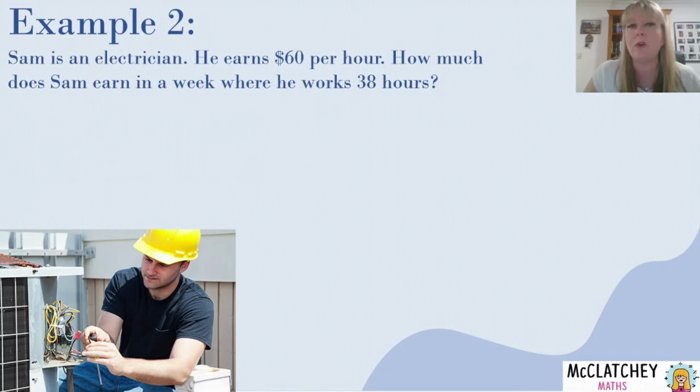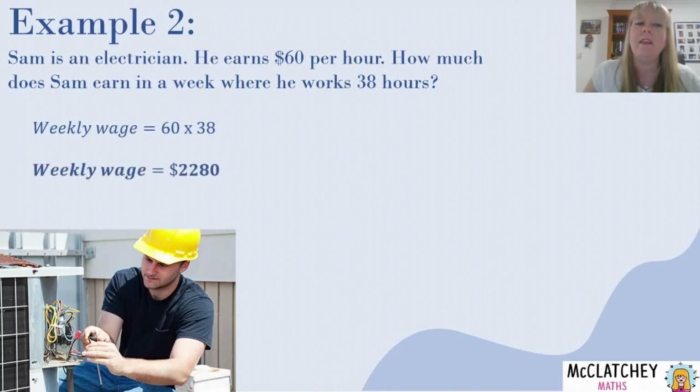So clearly Sam's on a wage because he's got an hourly rate. So we just want to work out how much he's going to take home for the whole week. So once again, his weekly wage is $60 per hour multiplied by the 38 hours, and that gives us a weekly wage of $2,280. Once again, I've got the dollar sign, and I don't need to give 2 decimal places if there are no cents. I can just leave that in rounded whole numbers.